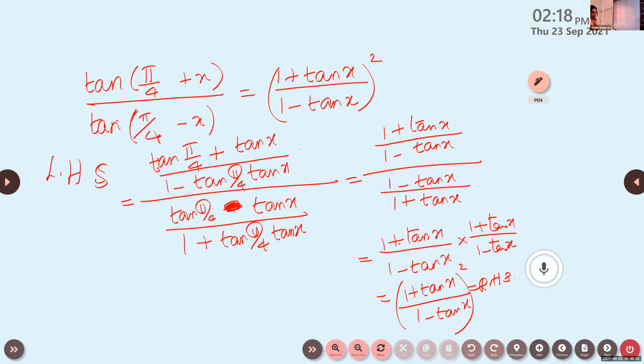Okay, so this one we'll be learning along with the formula. Write down this proof as a formula. Tan pi by 4 plus x, tan 45 is 1. Look here, if it is plus, here also we write plus. Tan pi by 4 plus x by tan pi by 4 minus x is 1 plus tan x by 1 minus tan x, the whole square.